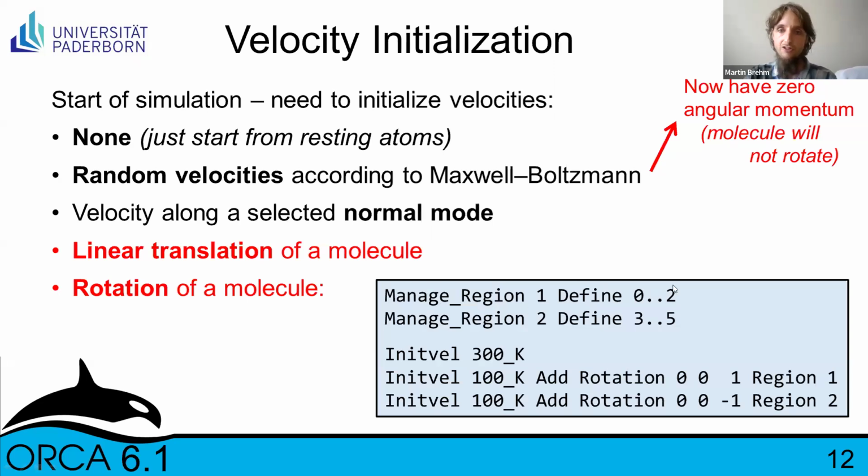Here again, we define two regions. In this example, each region contains one molecule. And then we initialize the overall velocities of the total simulation to 300 Kelvin. And then for each of these regions, we additionally give them 100 Kelvin of energy for the rotation of the molecule. After this rotation keyword, there's a vector which is the rotation axis. And as you can see here, I chose these two vectors to be opposite of each other. So it means these two molecules would initially rotate in opposite directions. Of course, this would change during the simulation, and it would just be the initial velocity. Good.